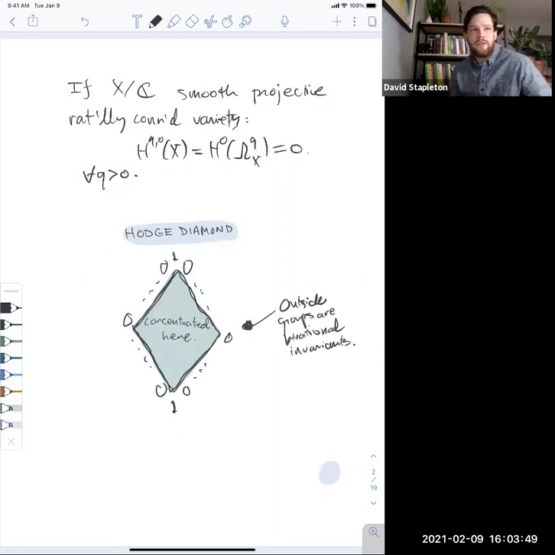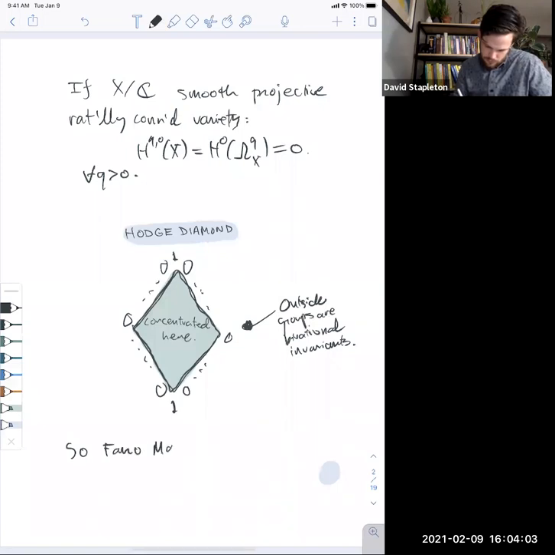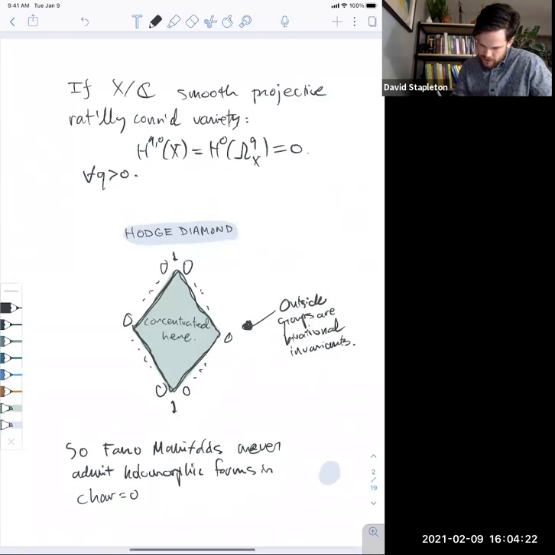And so for these Fano manifolds, we never have these holomorphic forms, so we don't have access to this great tool for studying varieties. So Fano manifolds never admit holomorphic forms in characteristic 0. This is sad.